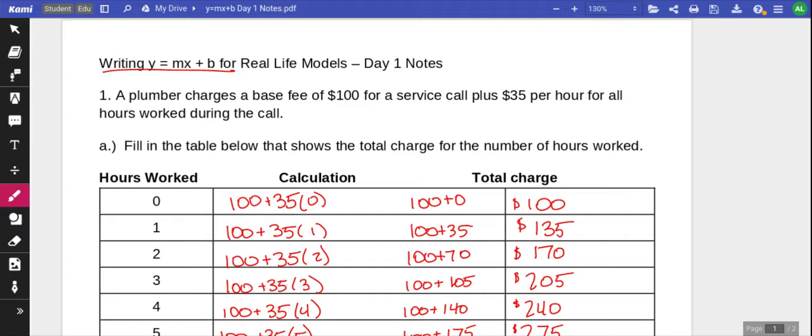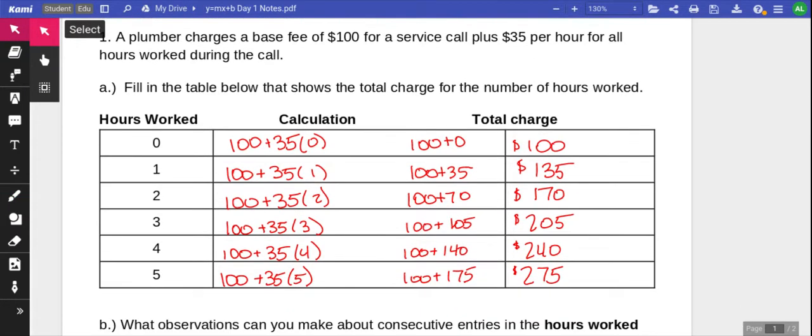So all that we're doing this week is we're talking basically about word problems. We're talking about these real life scenarios and how do you come up with an equation for that, and how do you find some of this information when you can plug it into that equation. All right, so let's look at this first problem.